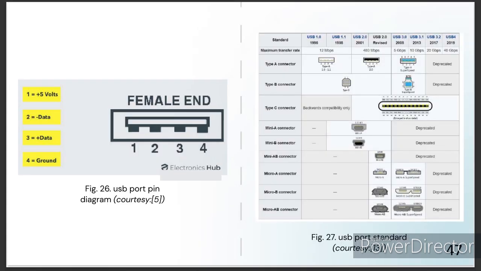This is the pin diagram of a female link. Pin number 1 indicates plus 5 volts. Pin number 2 means minus data. Pin number 3 means plus data. 4 indicates ground. So USB port is of mainly USB-A, USB-B, mini USB, micro USB and USB-C.